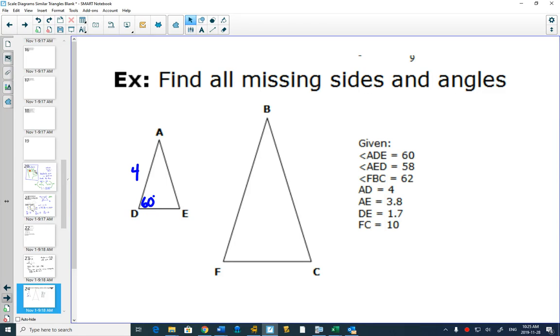I'm going to give you a head start to label the other 5 things left. See if you did the rest right. Let's see. AED is 58. Did you label the 58 in the right spot? FBC is 62, so that would be 62 here. A to E is 3.8. F to C is 10. And D to E is 1.7.